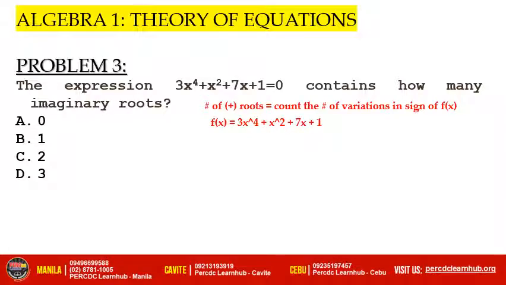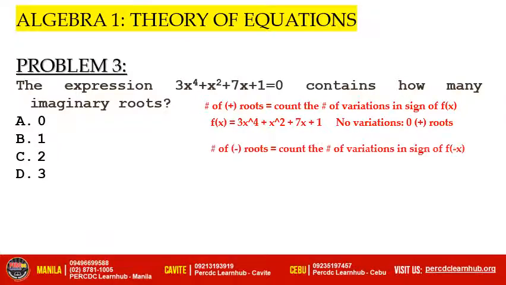So, for example, ito po siya, f of x equals to 3x raised to 4 plus x squared plus 7x plus 1. And then, kung napapansin niyo walang changes sa sign. So, therefore, walang positive real roots. No variations, so therefore, walang positive real roots.